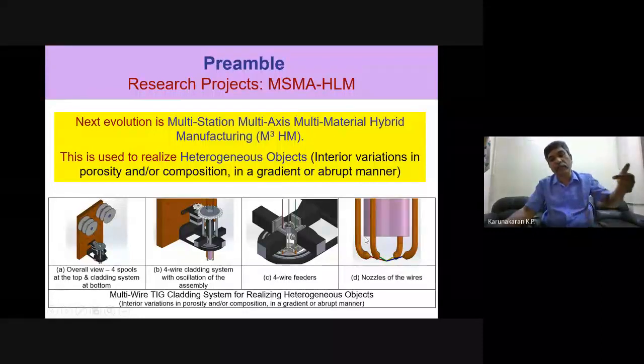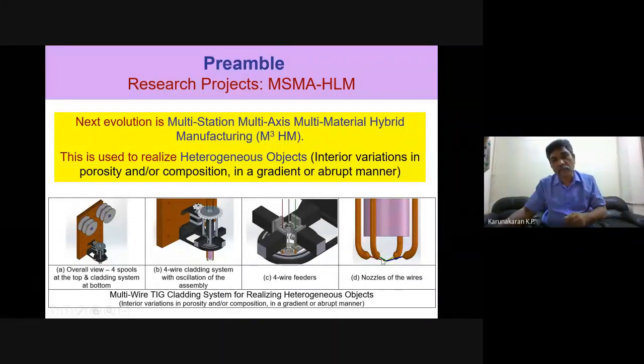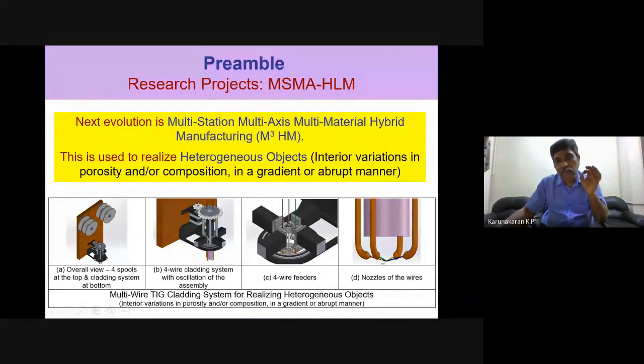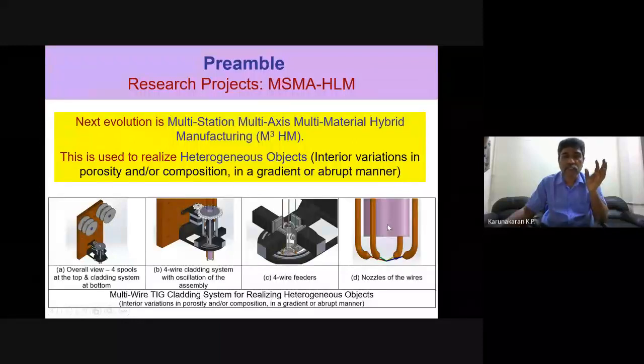TIG normally has a single wire coming from one side. So we have put 4 wires. These will be about 0.4 to 0.5 millimeter diameter, very fine wire, and at the center we'll have the tungsten electrode. The power source is being specially developed for our need. It will be a high frequency power source going up to about 10 kilohertz of oscillation. If the wire is of the same composition, it's okay. It will only add to the productivity. The deposition rate will be higher.